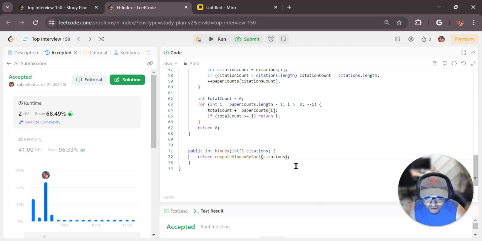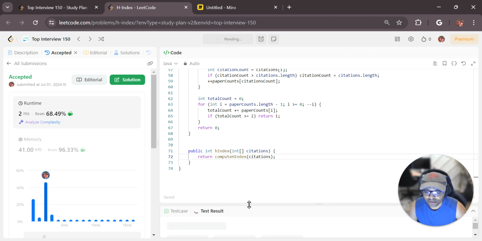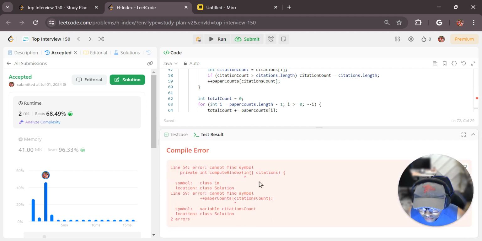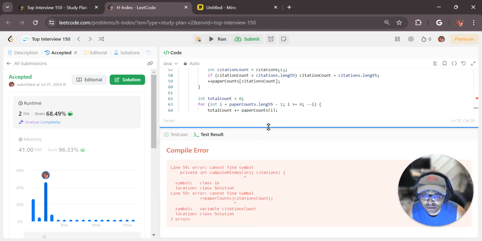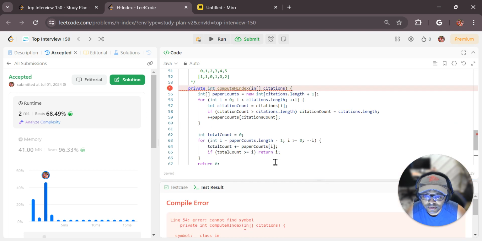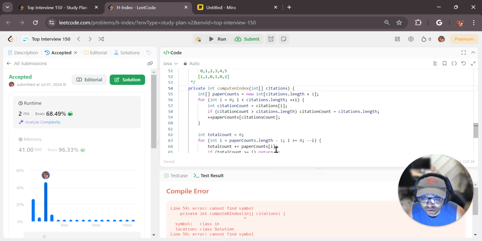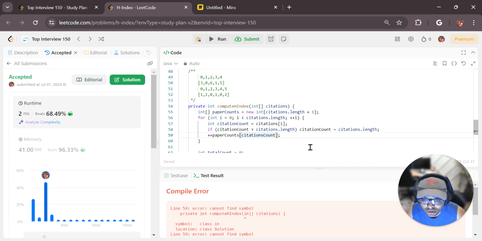computeHIndex is the only name. Let's run that. Okay, compiler, that should be okay. Oh, int, okay, one second. That should be easy to fix. Are there more errors? Citation count. Yeah, I need to do citationCount, not citationsCount. There you go.